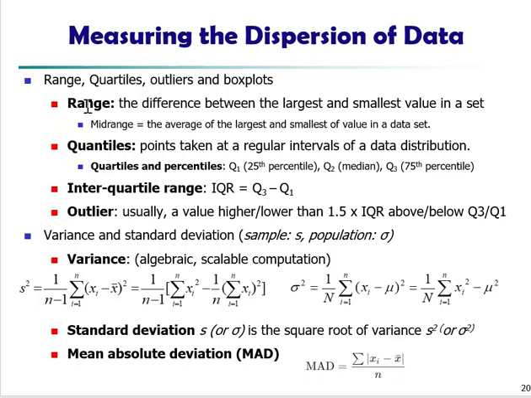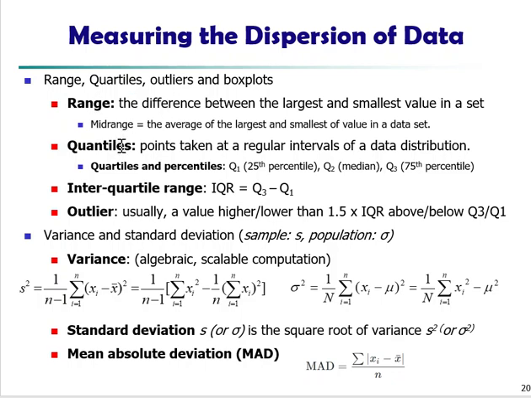So range is the difference between the largest and the smallest value in a data set. And we also define mid-range as the average of the largest and the smallest value in the data set. It's the average of the two values, and the range is the difference between these two values.